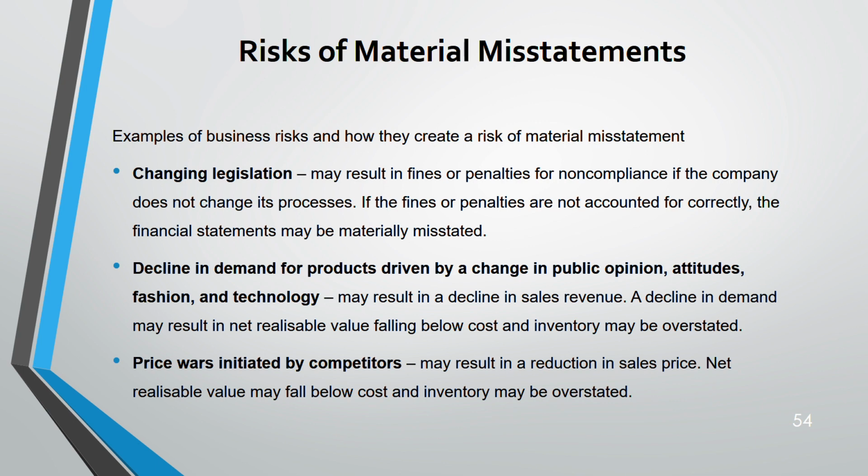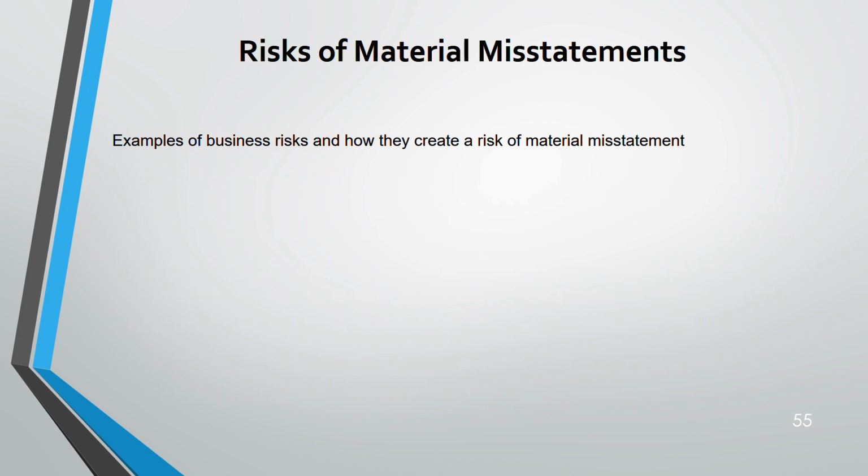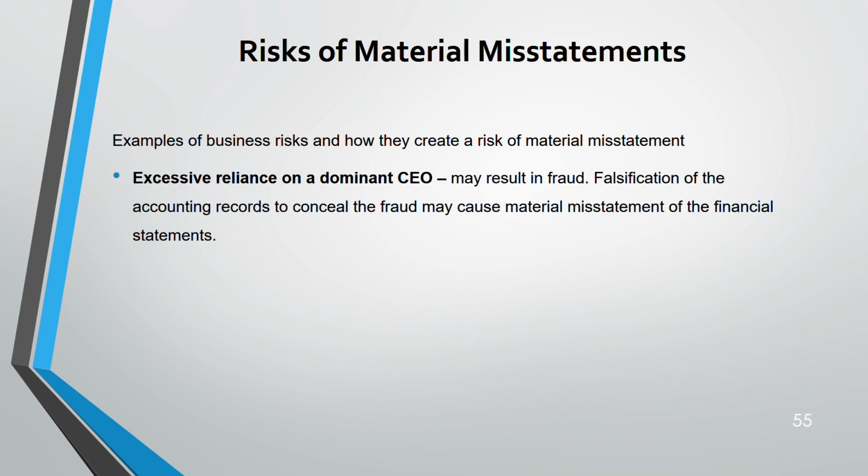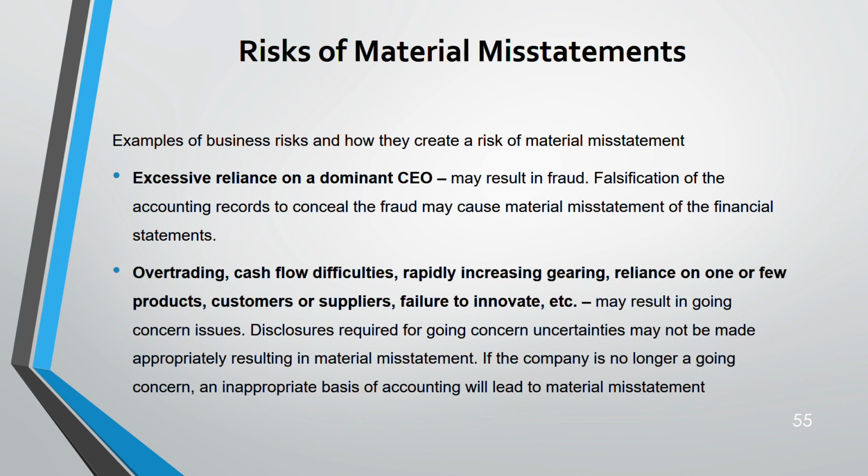So inventory overstated means material misstated, right? It is misstated only. We have some more. Excessive reliance on the dominant CEO. What happens? This can result in fraud because they can easily falsify the accounting records, and this could be a material misstatement.